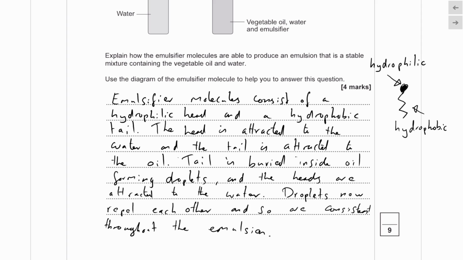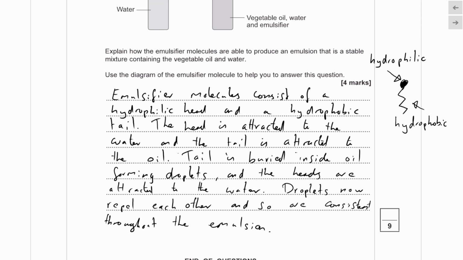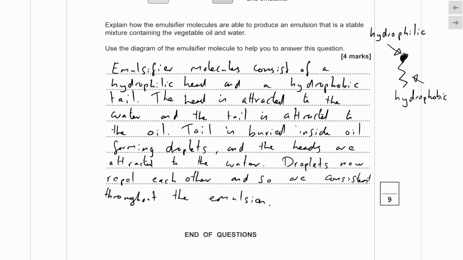Alright, so you need to know that the hydrophobic tails bury into the oil, and the hydrophilic heads, they like being surrounded by the water. Thus, they don't like being surrounded by each other anymore, and the droplets are going to repel each other, right? Because the heads of the emulsifiers don't want to be around each other, they want to be around water, right? So they repel each other, and so you have a consistent spread of the droplets throughout your emulsion. Okay, and that's seen in things like milk as well, right? Milk is an emulsion because you've got fats in water, and that's what milk is. Okay, and that is actually the end of the entire paper.